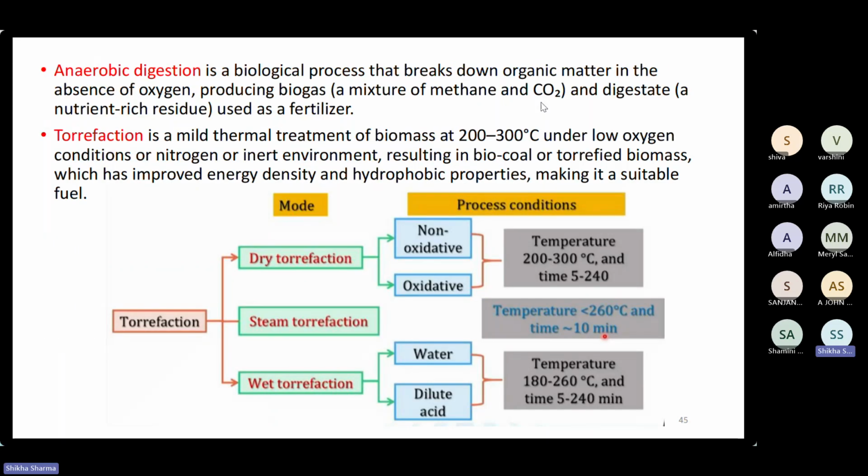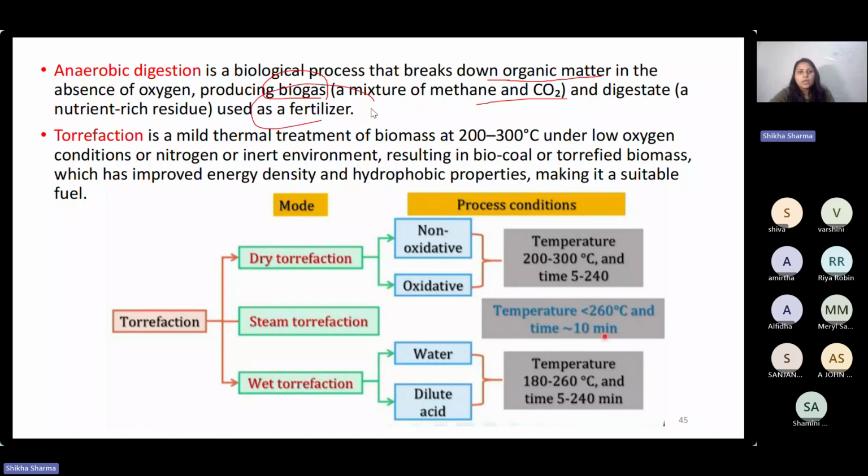So anaerobic digestion we discussed already, that it is a biological process which breaks down organic matter into biogas, which is a mixture of methane and CO2, and digestate, which is a nutrient-rich source, so it can be used as a fertilizer in the agriculture field. And this process basically takes place in the absence of oxygen.